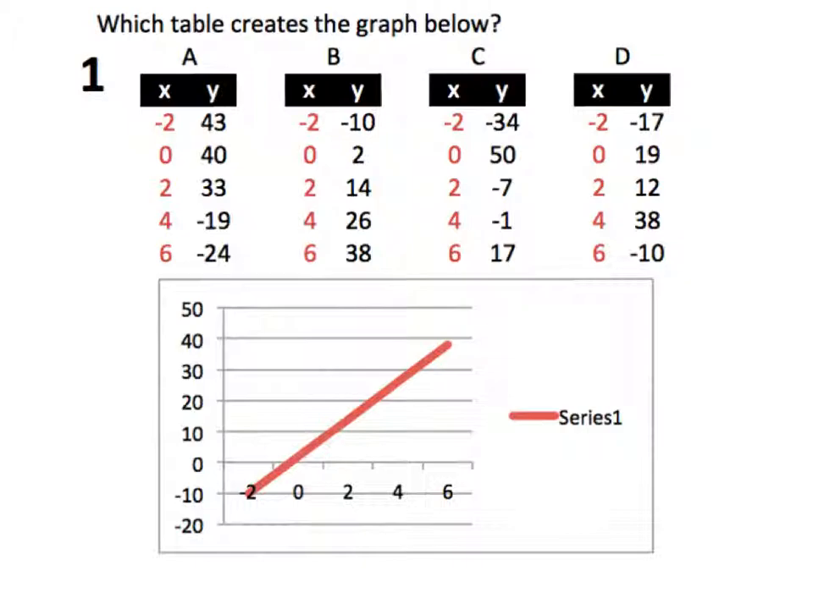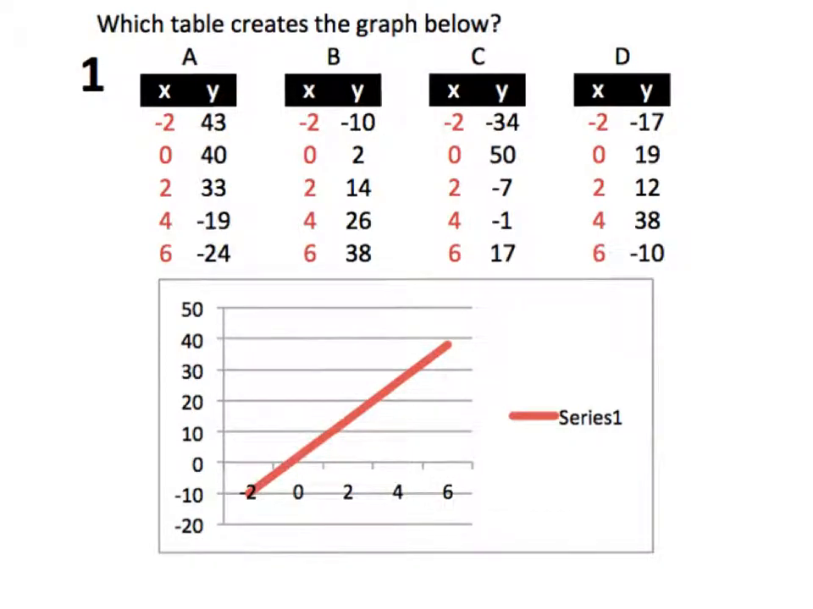In this problem, which table creates the graph below? So you have choice A, B, C, and D. Which table creates the graph below? Look at the graph. It's going right here.